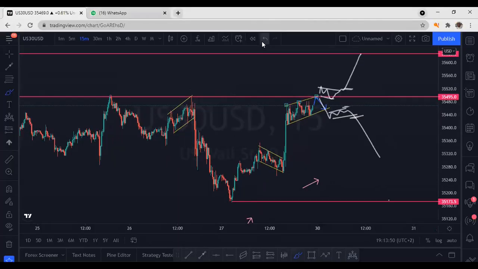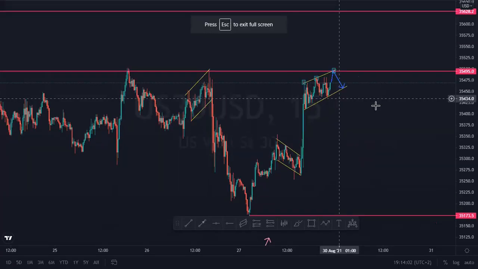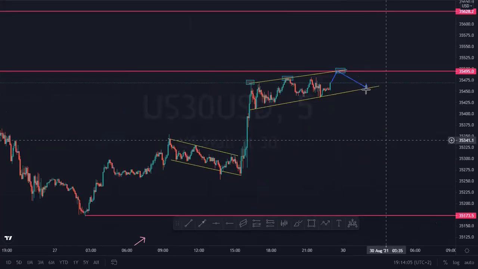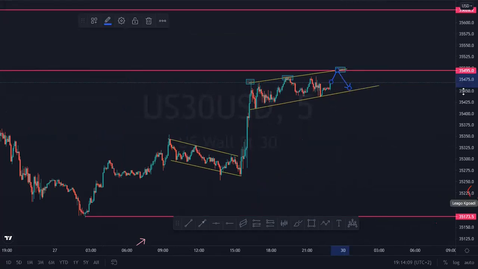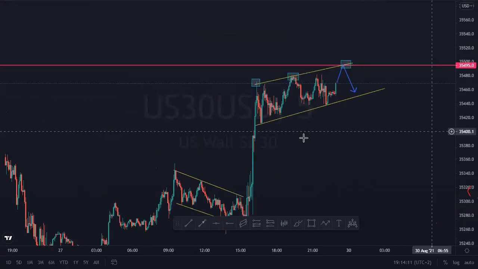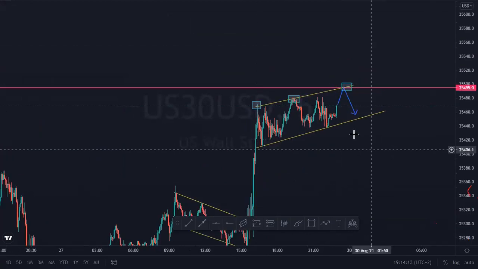Okay, I want to remove these drawings now. Okay, guys, we are here now. We're still on 1 hour. Let's go to 5 minutes. What can happen on 5 minutes? Because we can place a trade here on the 5 minute time frame. We're still on US30. So I think it's much clearer here now on the 5 minute time frame.